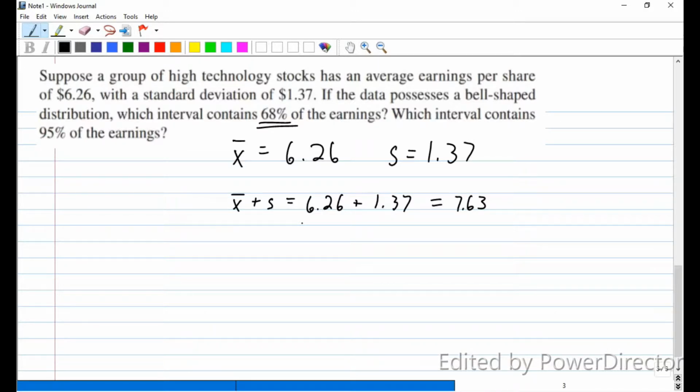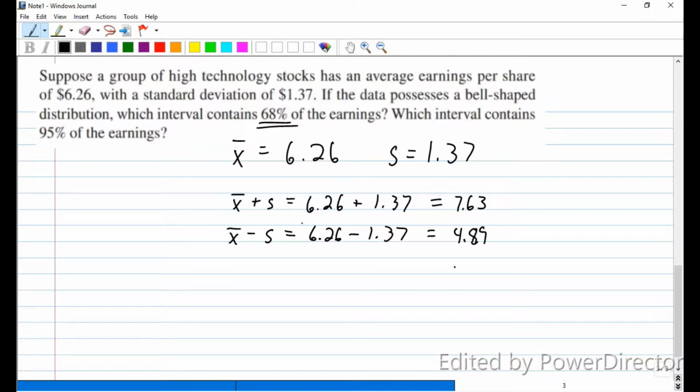All right, is that right? $6 or $7.63. So that would be the top part of our interval, because that's the bigger number. And then we want to take the mean and subtract the standard deviation. And we're only doing it 1 standard deviation because it wants to know the interval for 68% of all earnings. All right, and so that's going to be $4.89.